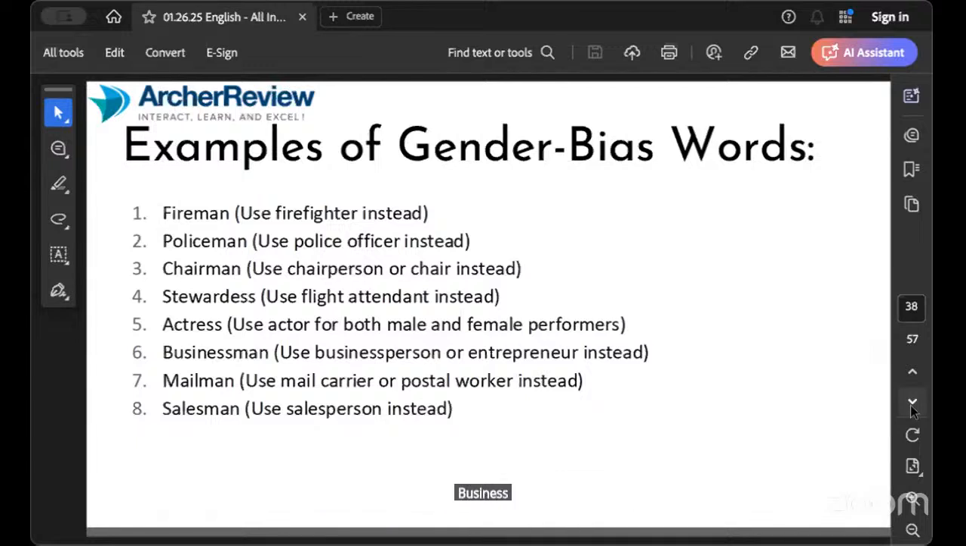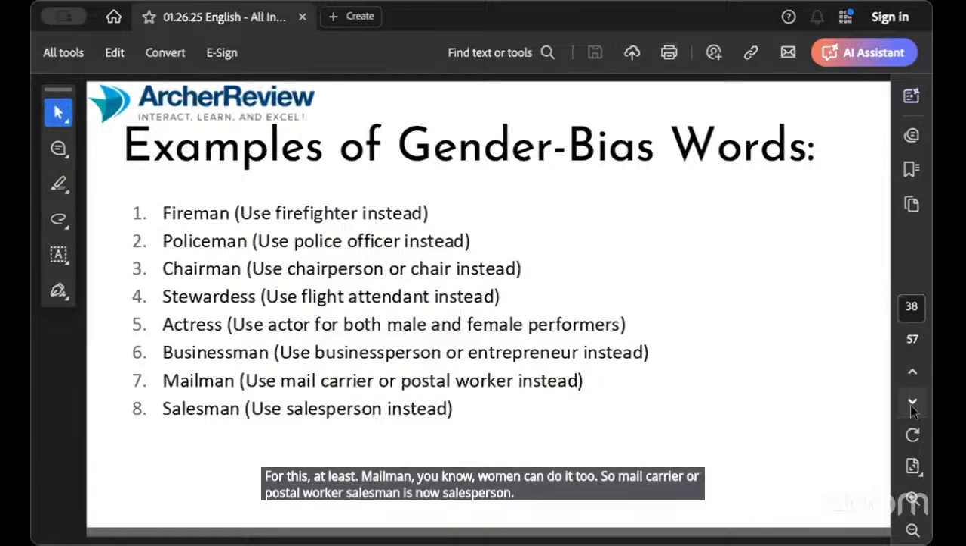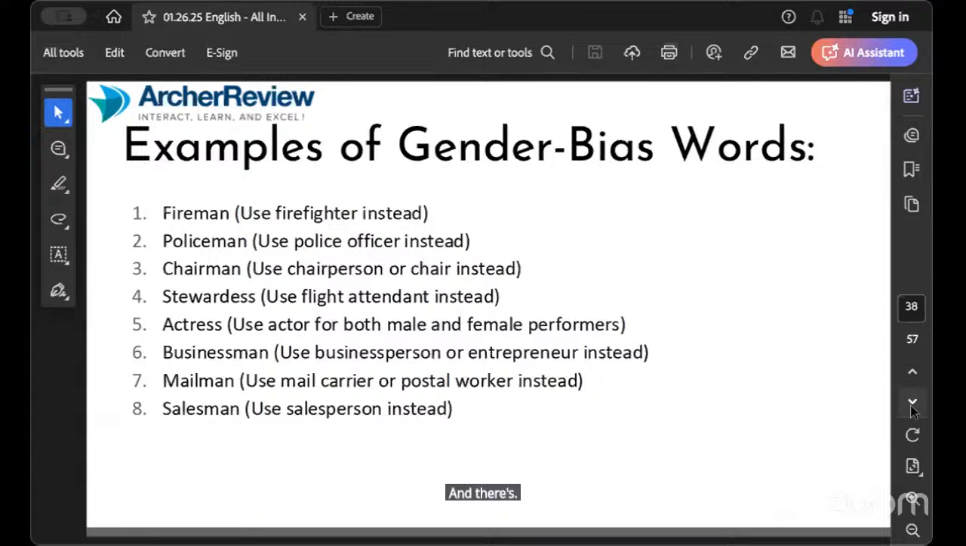Businessman is business person, or better yet, they call you an entrepreneur. The Academy still uses it for Oscars categories. Yes, they do. But that's because they're trying to be very distinct between men versus women. But if you're trying not to show gender bias, you can use actor. For this, at least. Mailman, women can do it too. So, mail carrier or postal worker, salesman is now salesperson. And there's, like I said, this is not half of them, to say the least. But this is just to get you an idea of them.